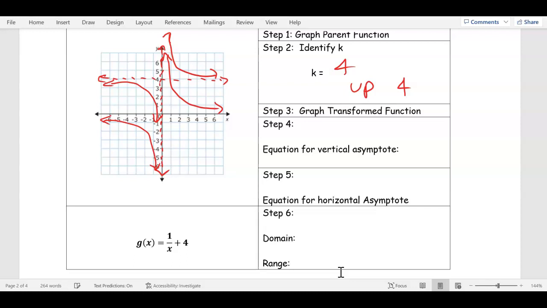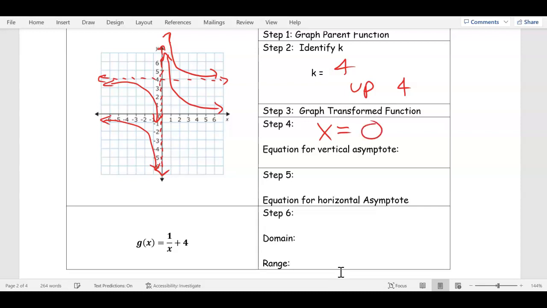Now, this is like the warm-up. Can we get the vertical and horizontal asymptote? So what does the vertical asymptote always start with? Not 4. Not a number. No number. X equals, and now think about it. Vertically, it's on the axis, going straight through the middle, so that's 0.